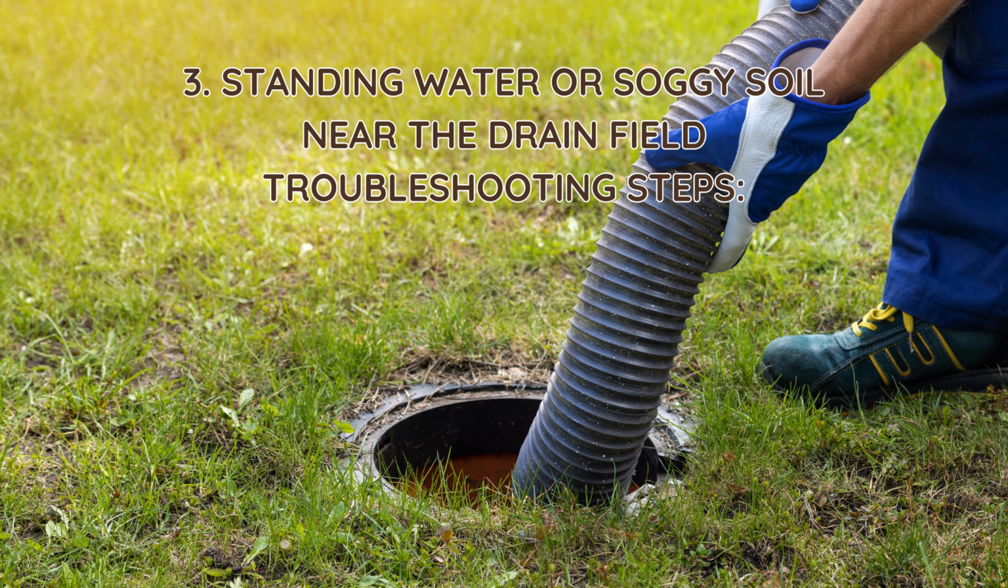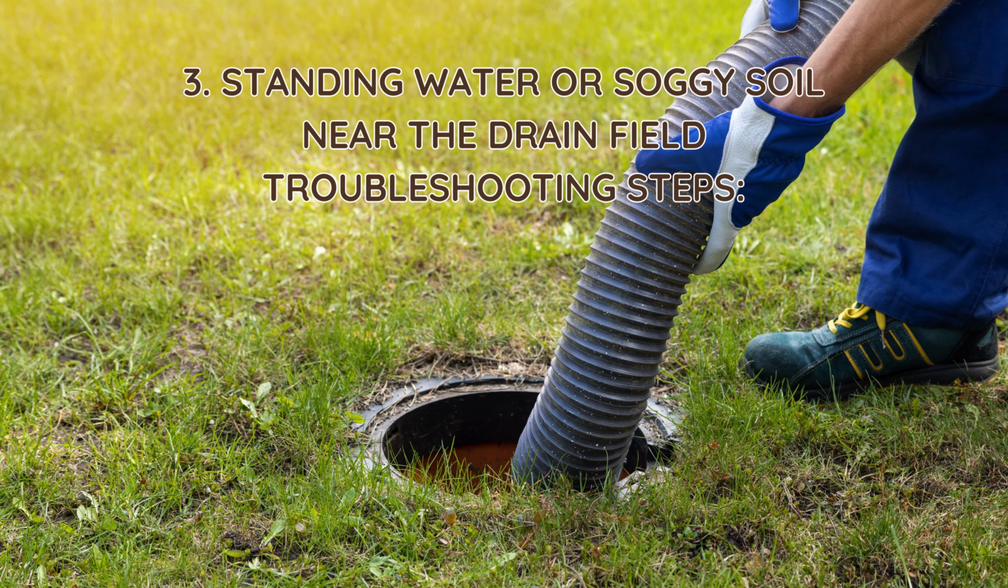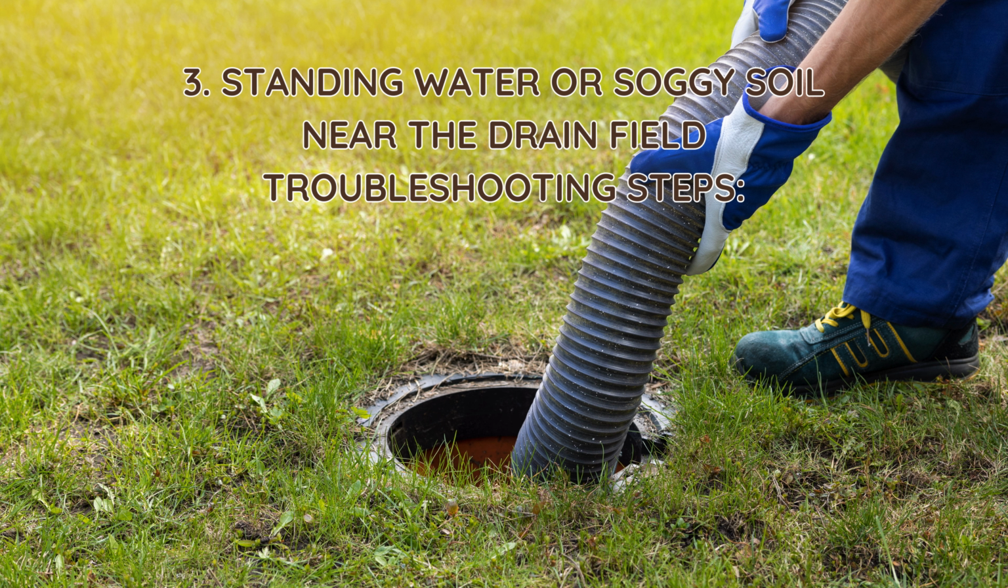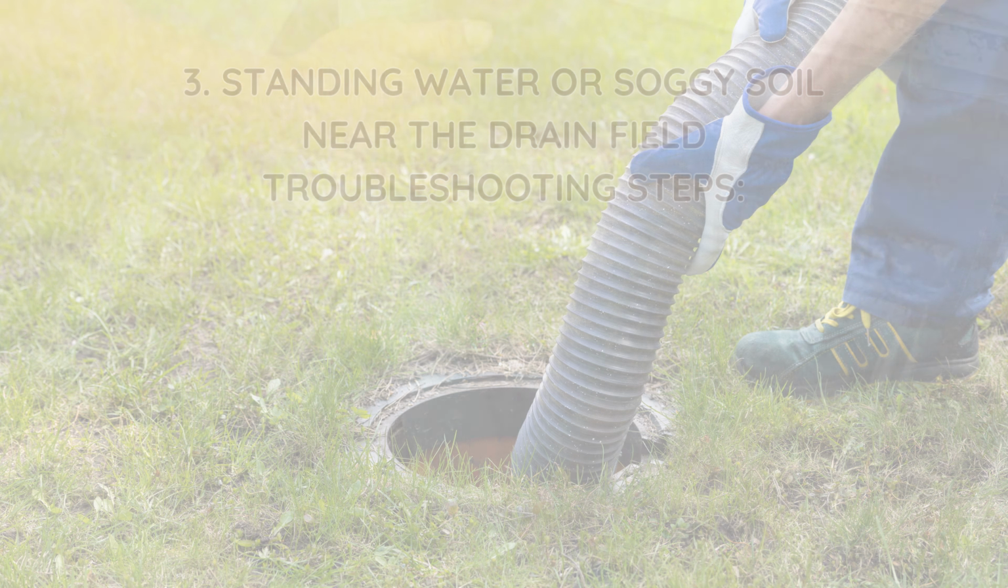Troubleshooting steps: reduce water consumption by fixing leaks and spacing out laundry loads. Aerate the soil and improve drainage if groundwater levels are affecting the system. If the drain field is clogged, consider installing a new one or using a remediation technique like bioremediation.